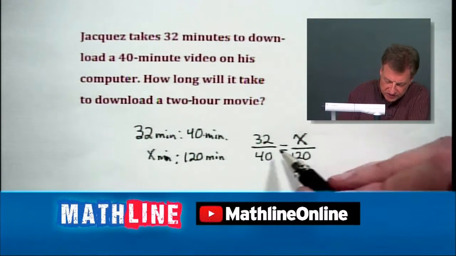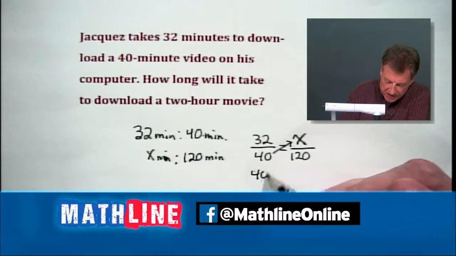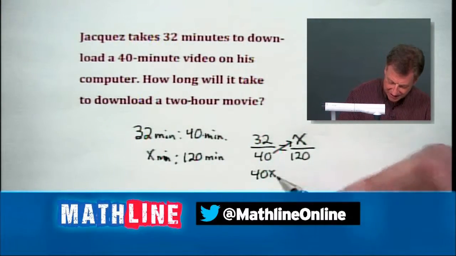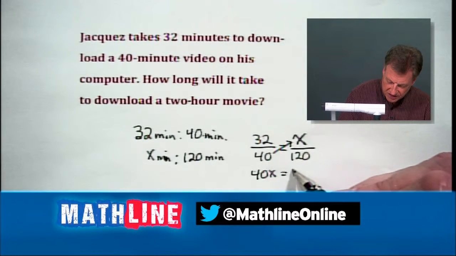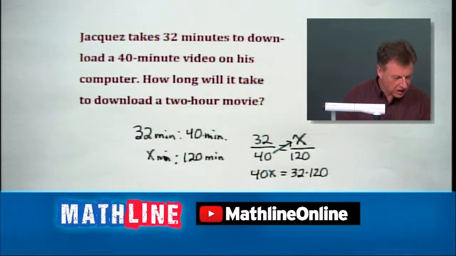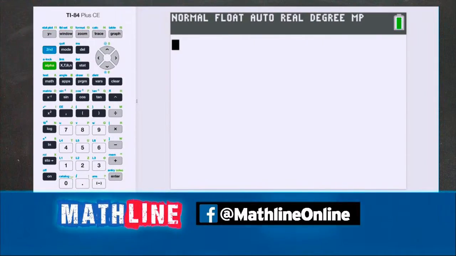Now, let's go with it. Cross-multiplying here. 40x. Oh, we know what x is, but we're going to find out, right? On the other side, how about it? Let's take 32 times 120. And all of you are going like, ooh, Ernie, that's not a pretty answer, is it? Let's go to the calculator.